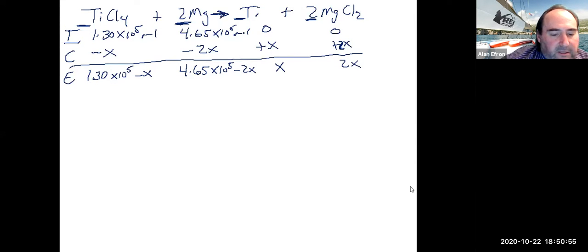Any questions on the ICE table? See? And again, importance, although we're not going for magnesium chloride here, if I left that 2 off, I would end up with the wrong answer because, again, I would not have the correct mole-to-mole relationship.